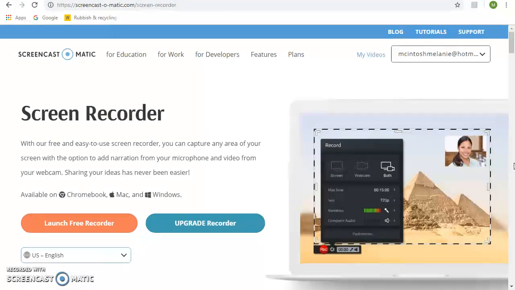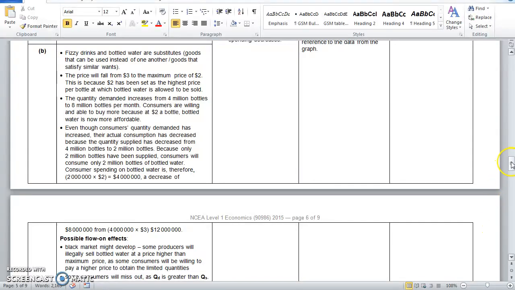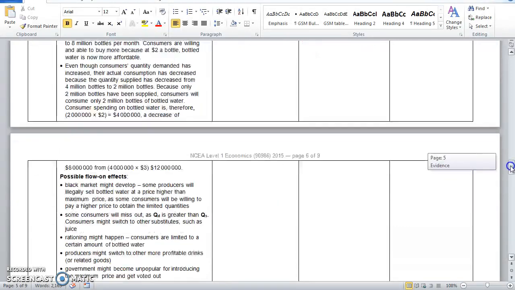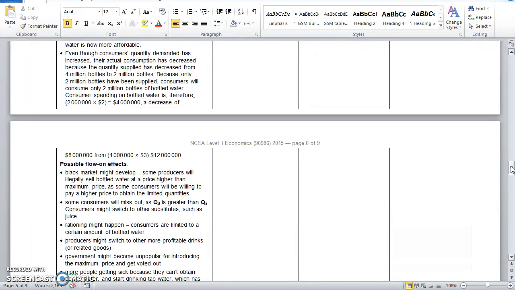Flow-on effects, I think most people do really well with it. Black market's quite popular. So price controls do develop black markets, permanent ones. Just make sure you explain what you mean, like what is a black market, why would a black market develop. If any of these other ones, there's the rationing one, but it doesn't say it here, but actually maybe producers might let some of their workers go, because they're not producing as many fizzy drinks, so they don't need as many. They're also trying to reduce costs and maybe retain profit margins. So the difference is they let go staff.